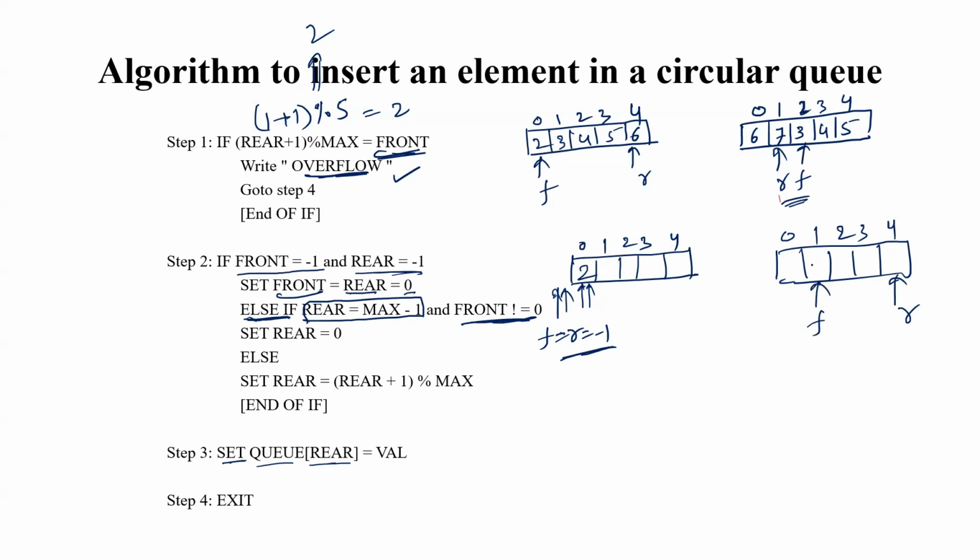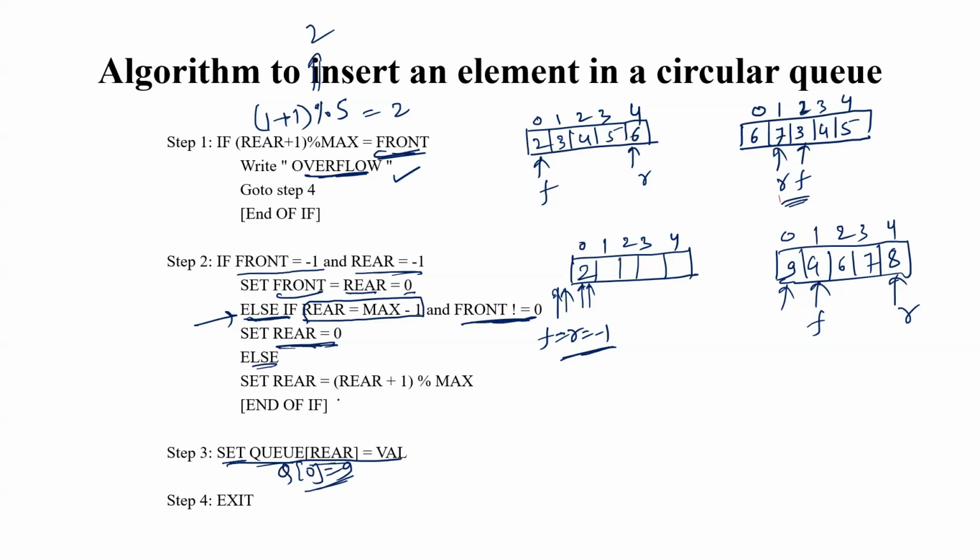What is the meaning of this? The meaning of this is we have deleted one element and another element we already have in the queue. This is the scenario which I am talking about in the second condition, that is rear is equal to max minus 1 and front not equal to 0. In that case, what do we have to do? Simply you have to set the value of rear to 0. Means we have to set rear is equal to 0. And then finally I can insert the value at this location. So finally the Q of 0 will be whatever value you want to insert.